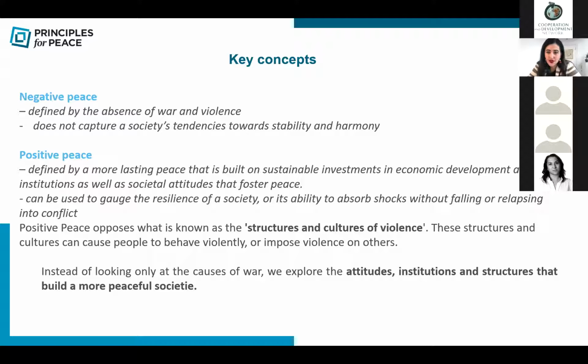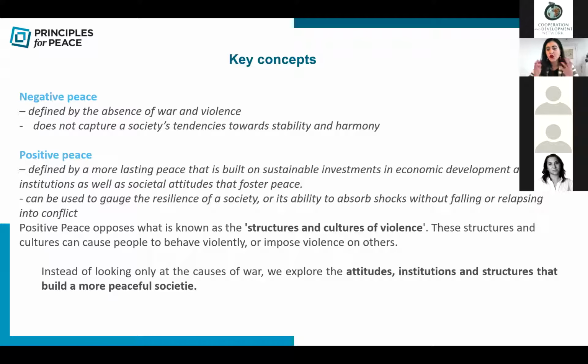But what this definition of negative peace does not include is looking really into the questions that both, for example, Ana Maria and Leonardo talked about in terms of the tendencies of stability and harmony within a society, the sense of justice, the sense of solidarity, the sense of social cohesion. And many of you talked about these keywords in your suggestions or thoughts when you thought about conflict. And then there's a second definition, which is positive peace.